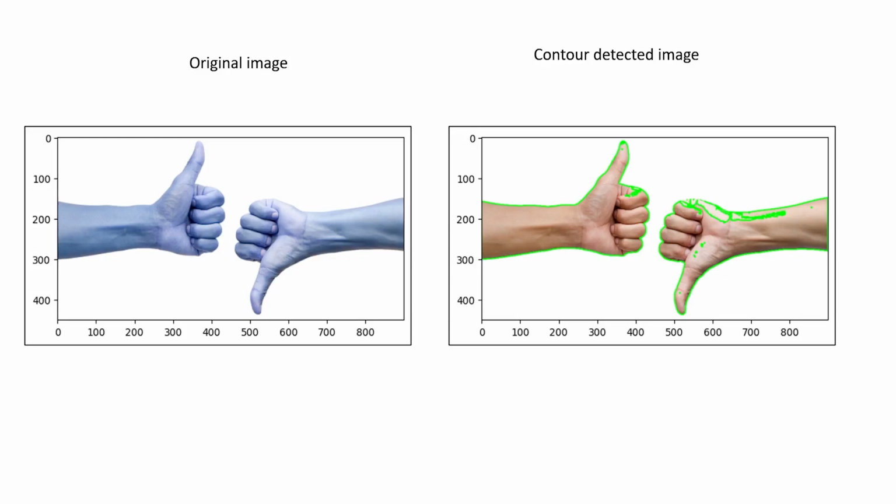On the left hand side, you can see our original image, and on the right hand side, you will see how we have detected contours in our image. Now let's go to the Jupyter notebook and see in code how it works.